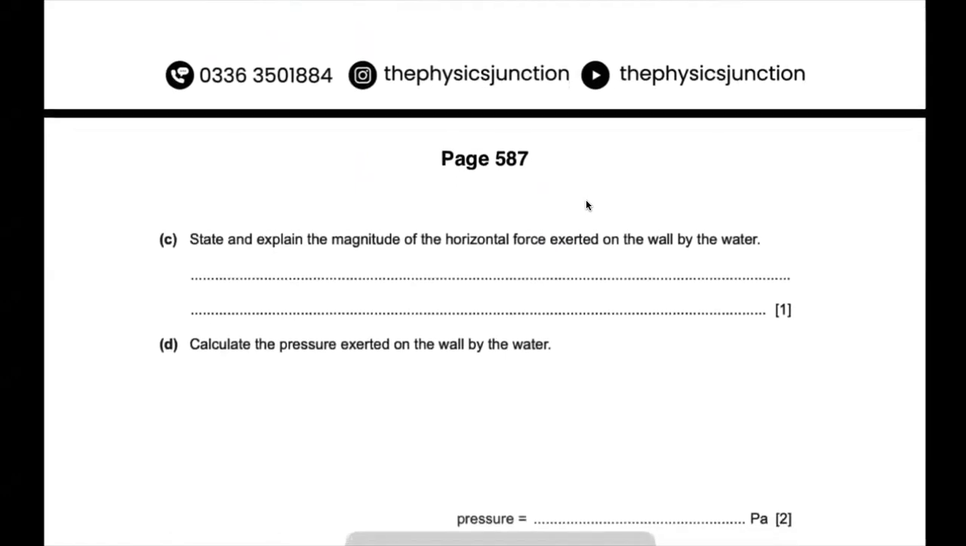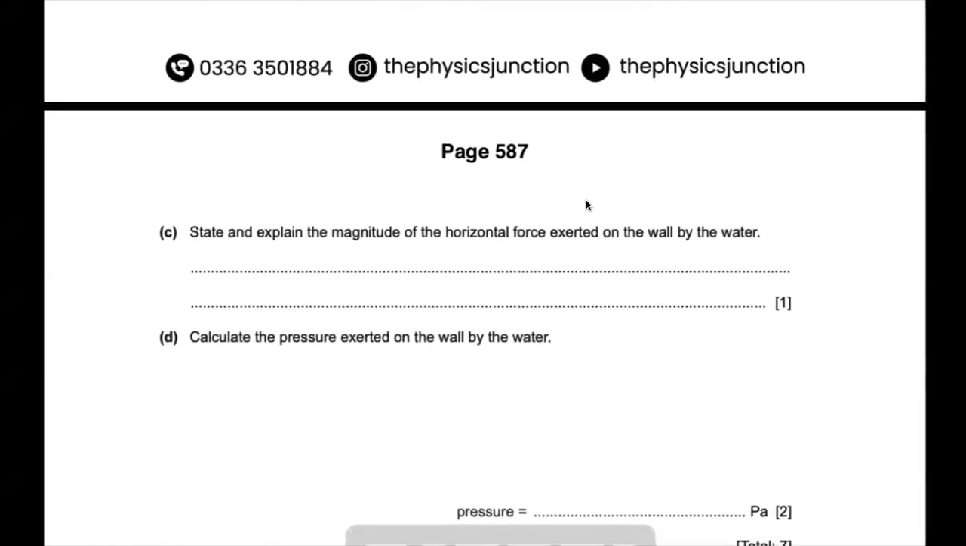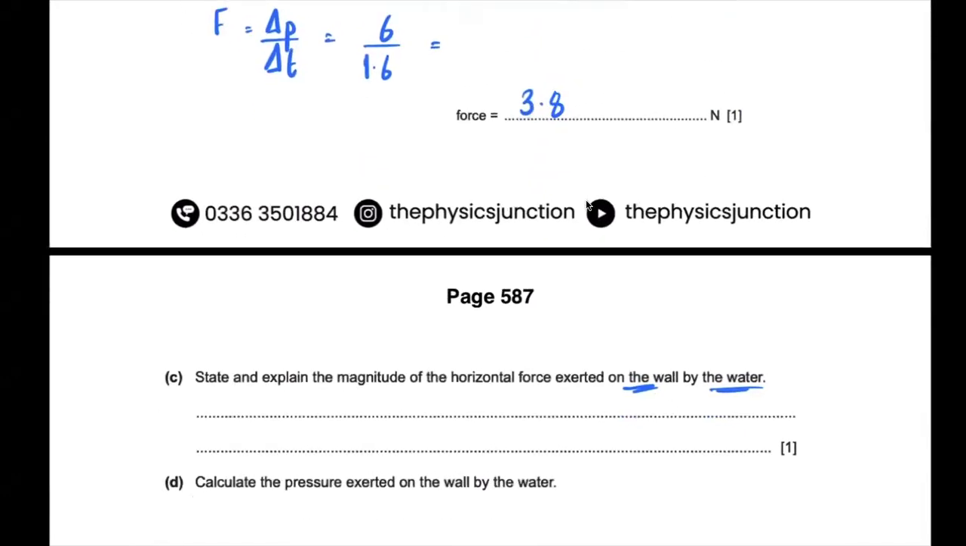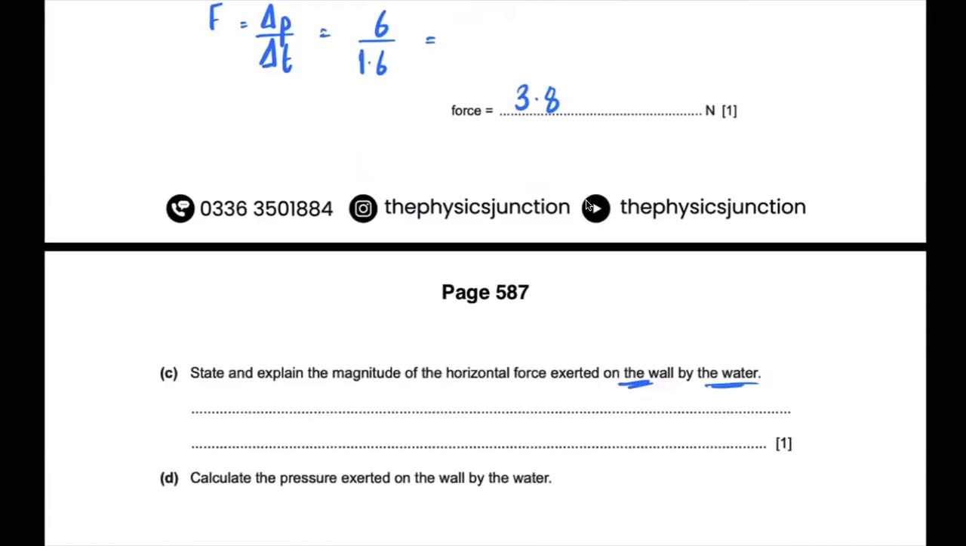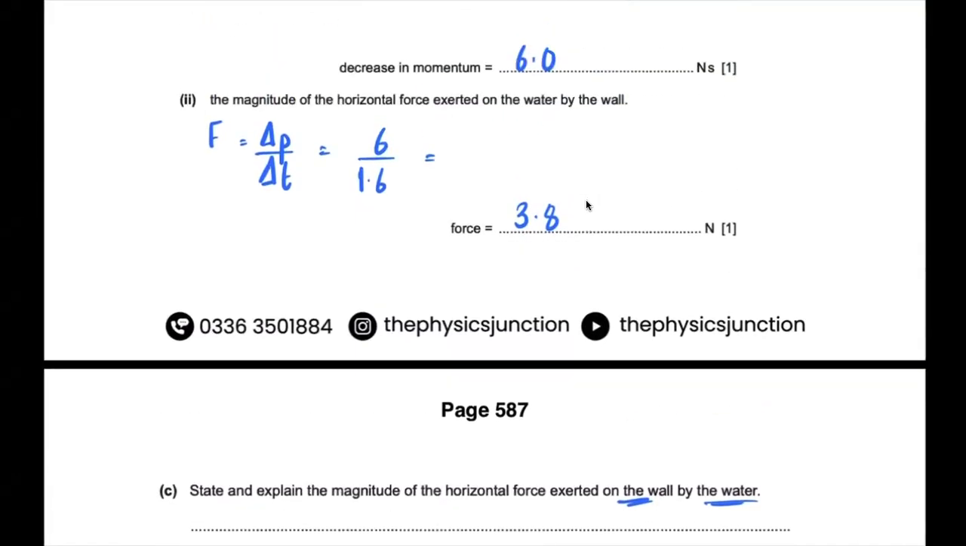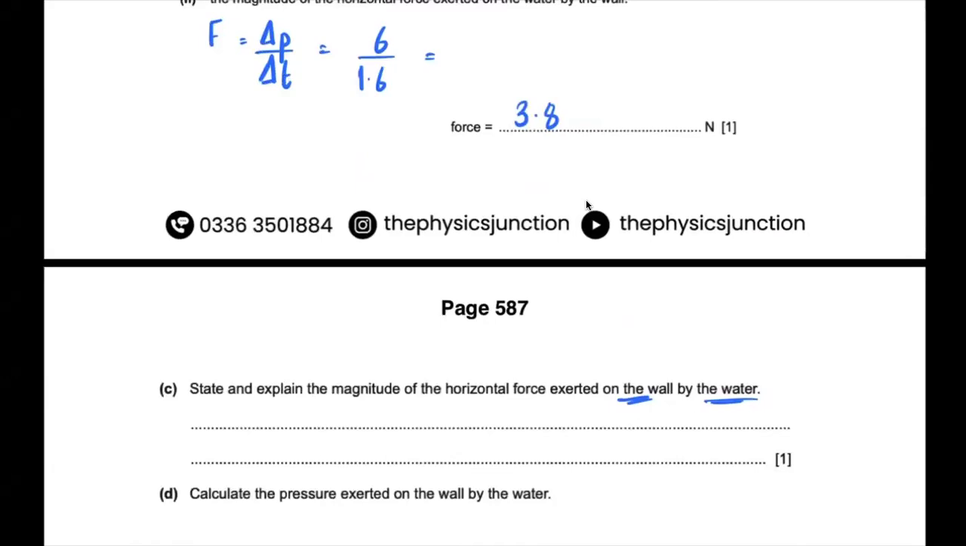Part C, state and explain the magnitude of the horizontal force exerted on the wall by the water. If I'm thinking about this beforehand, things become really easy. This is asking for the force on the wall by the water, and this was on the water by the wall, and it just says magnitude, so I'll say this is equal because of Newton's third law.